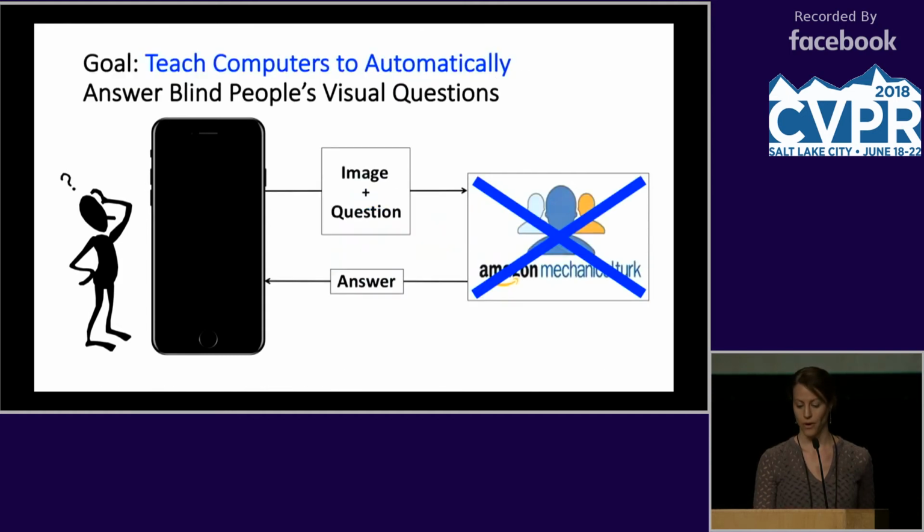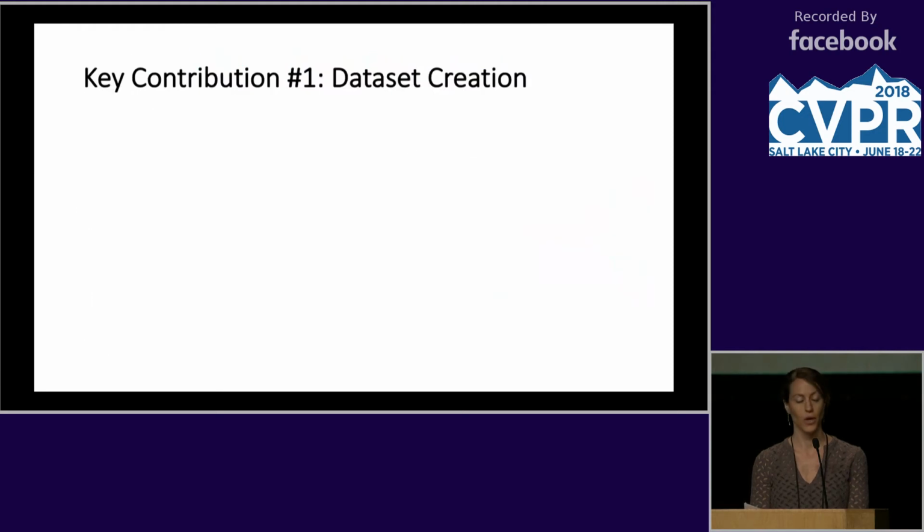The goal for our work is to teach computers to automatically answer visual questions asked by blind people. For this purpose, we use visual questions collected with VizWiz application to build the first data set that originates from blind people. Our VizWiz data set is the first visual question answering data set arising from a natural setting where real users were asking questions about images to support their real daily needs.